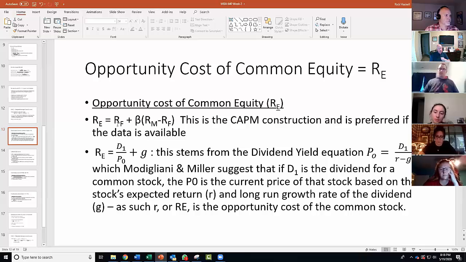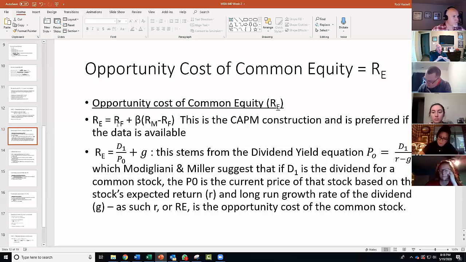So what's RM? It's the industry average return on that type of stock. So let's say that we're dealing with an auto manufacturer. For RM, we would look at the average rate of return for companies in the automotive manufacturing space. So RM is the industry average.